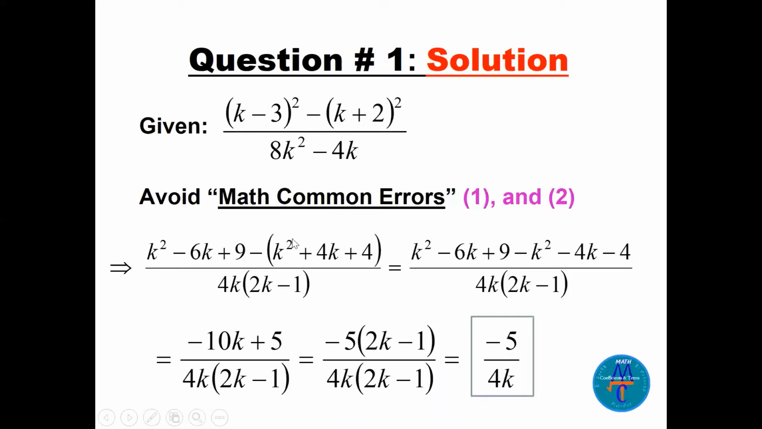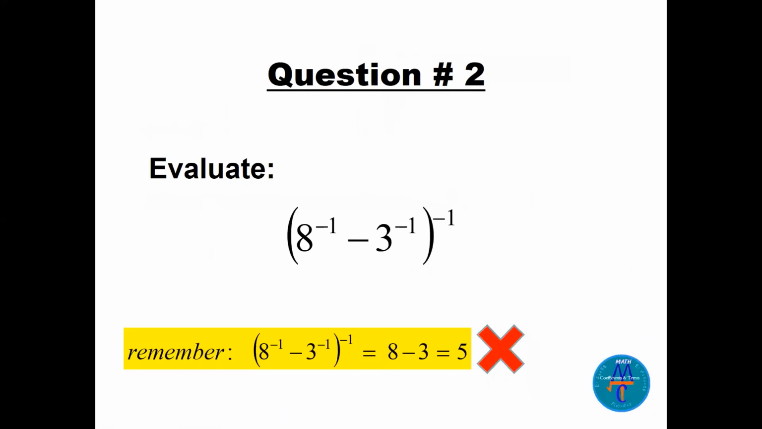Now, listen here, 8k squared minus 4k. What is common here? It's 4k in both. And we have here 2k minus 1. We can cancel. You see that one? You can cancel the 2k minus 1. The final answer, minus 5 over 4k. Simple answer. Let's see question number 2.